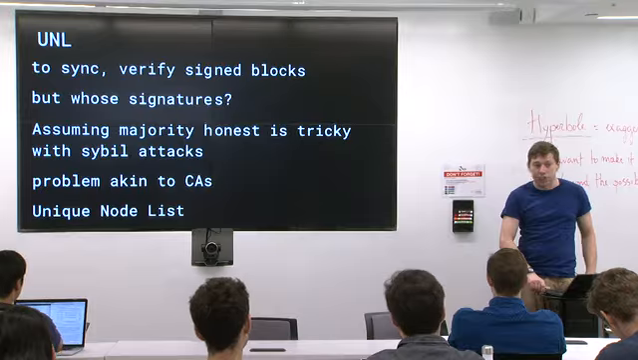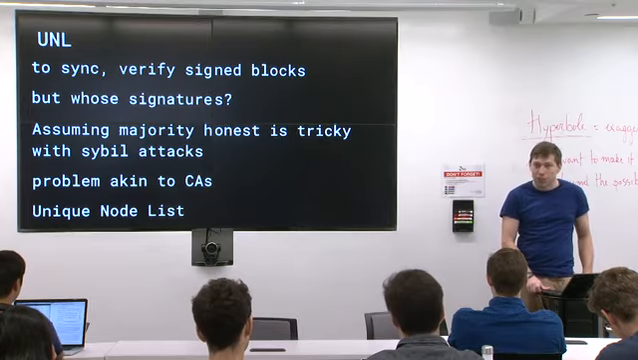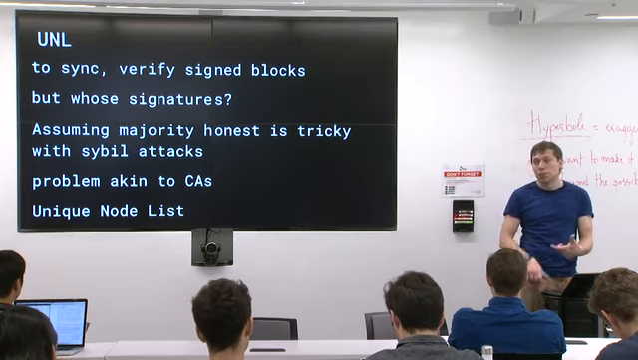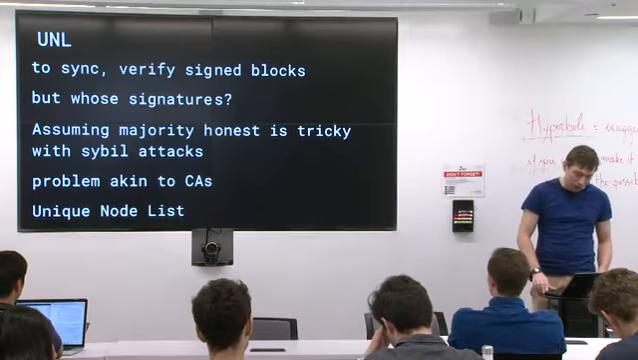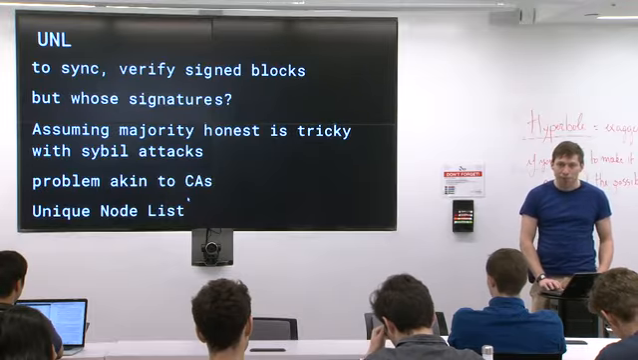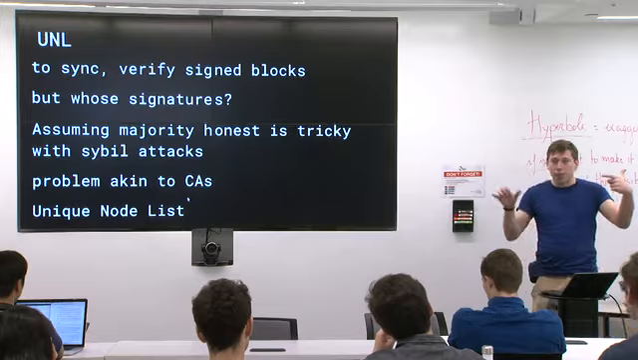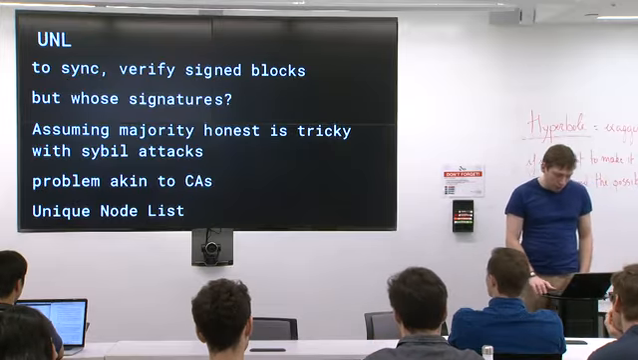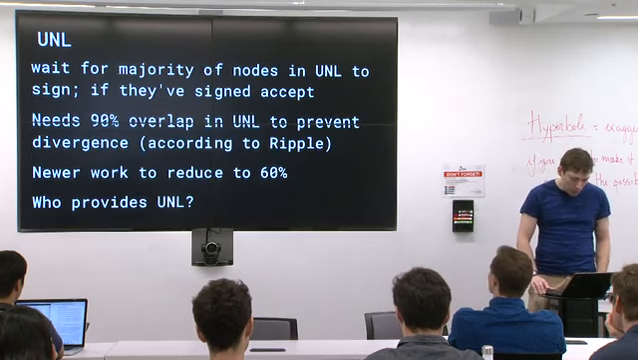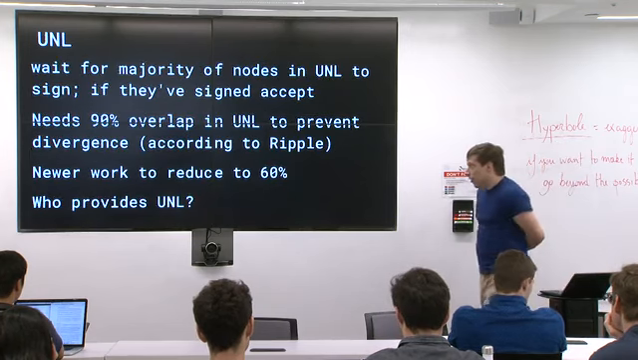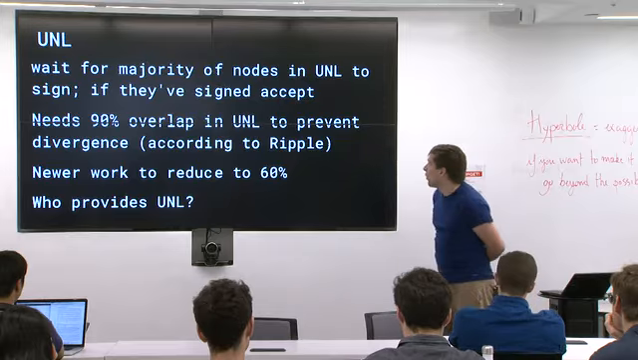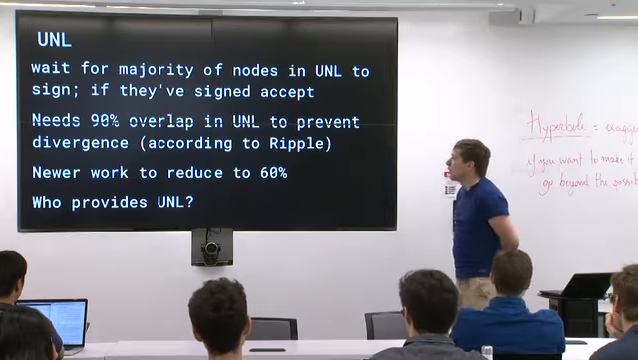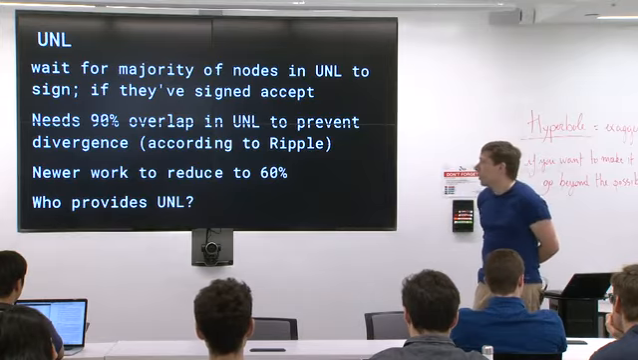The CA has to verify that whoever's presenting a public key is actually the Washington Post. So the actual certificate is just basically, here's a pub key, here's a name, and then the CA signs. And you can look at those and stuff. Okay, so for synchronization, you wait for a majority of nodes in your unique node list to sign. And if they've signed, accept.